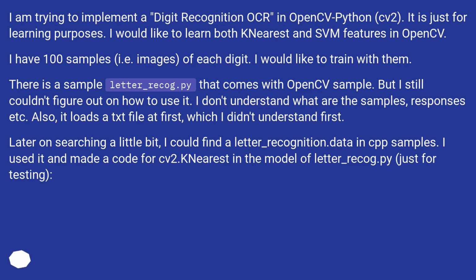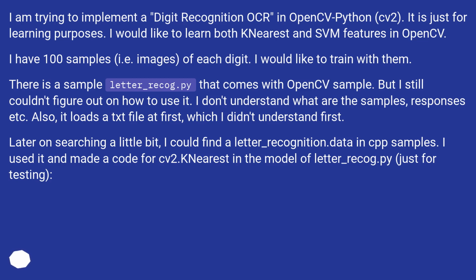I have 100 samples, i.e. images, of each digit. I would like to train with them. There's a sample letter_recog.py that comes with the OpenCV samples, but I still couldn't figure out how to use it. I don't understand what the samples, responses, etc. are. Also, it loads a text file at first, which I didn't understand.